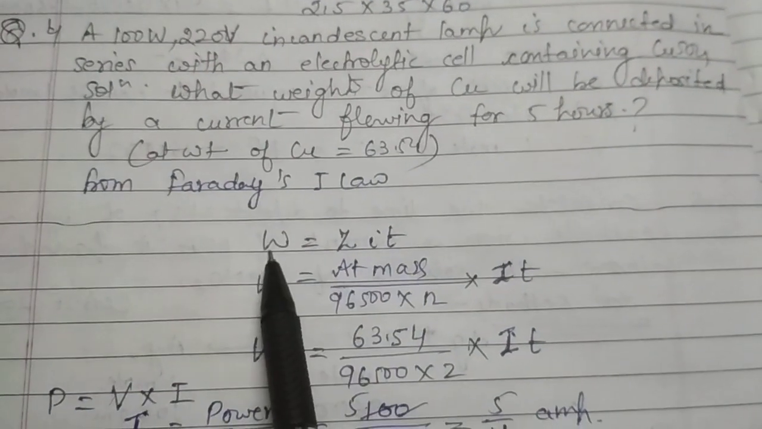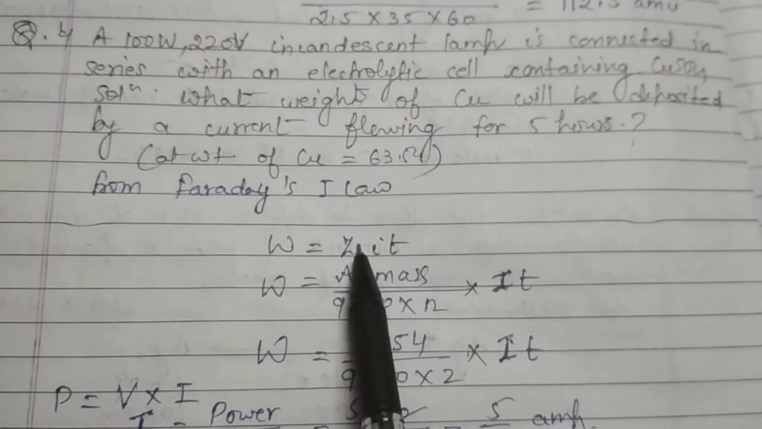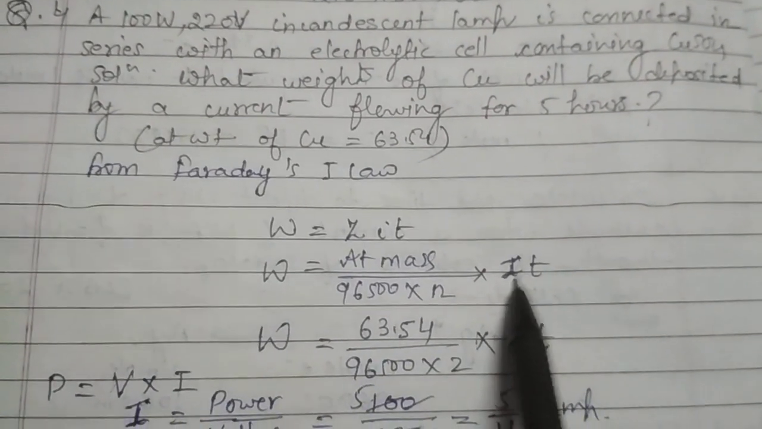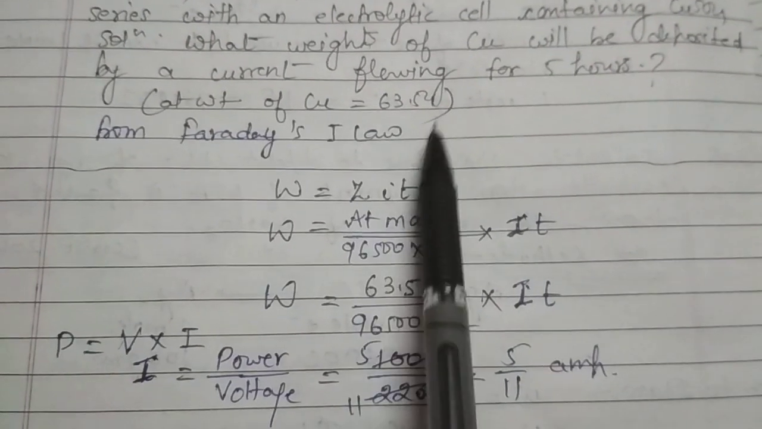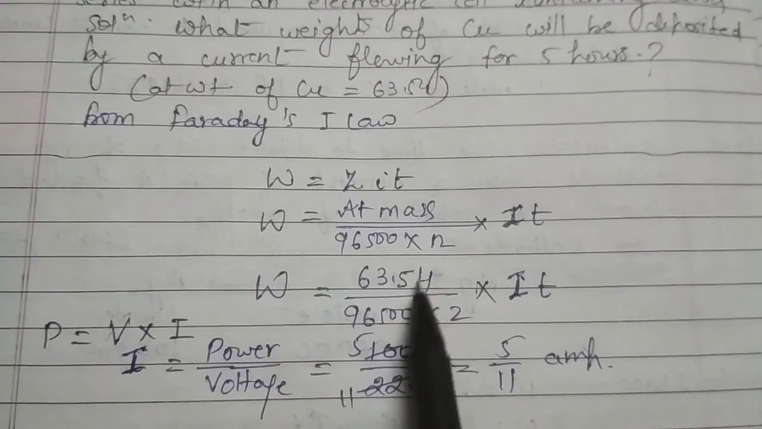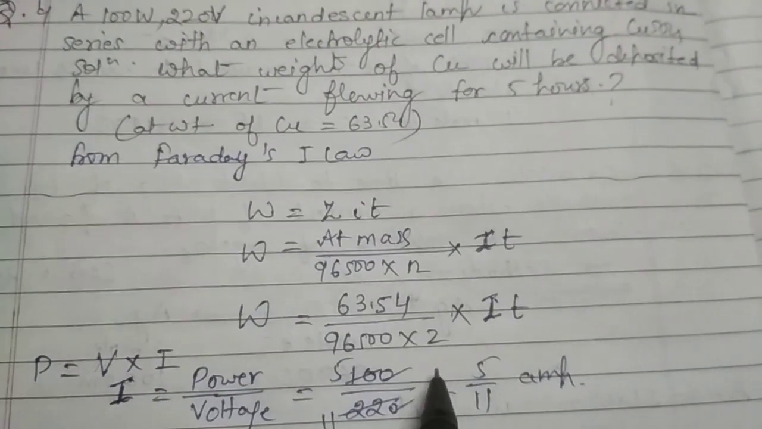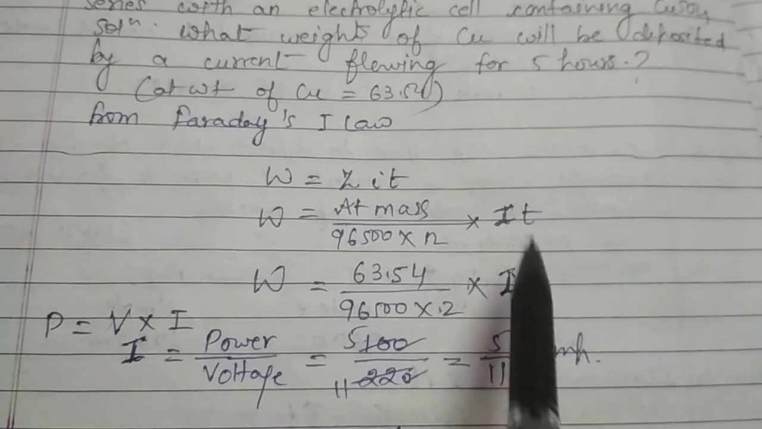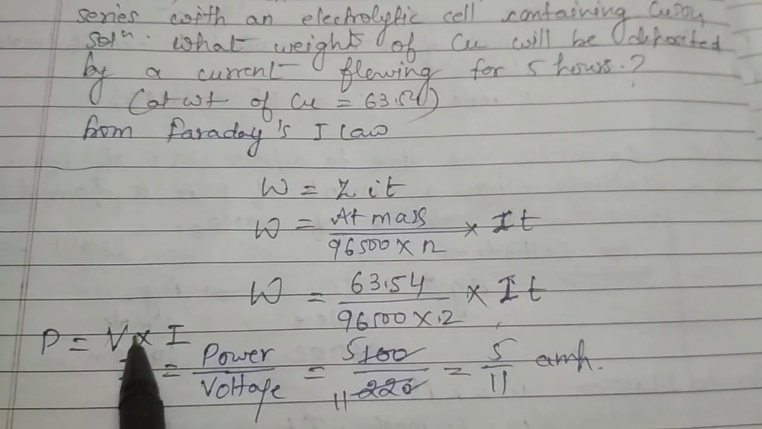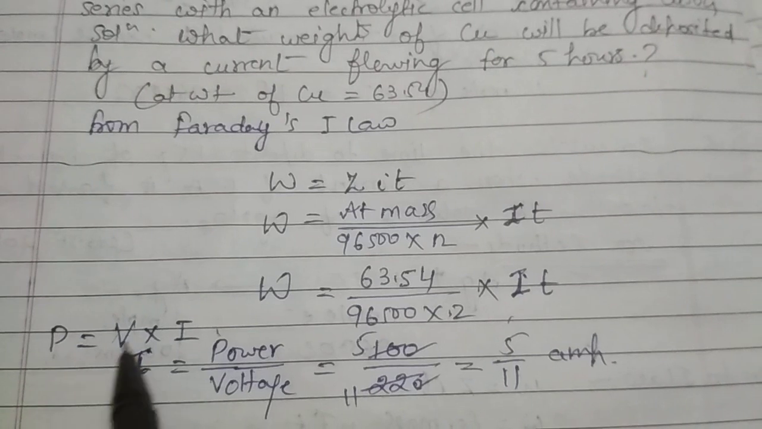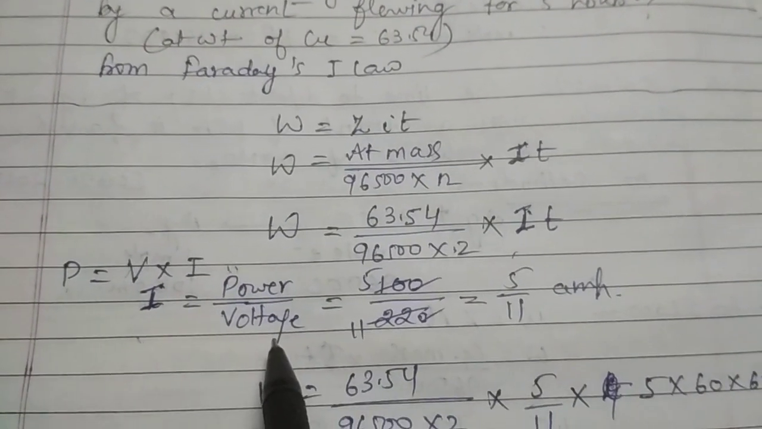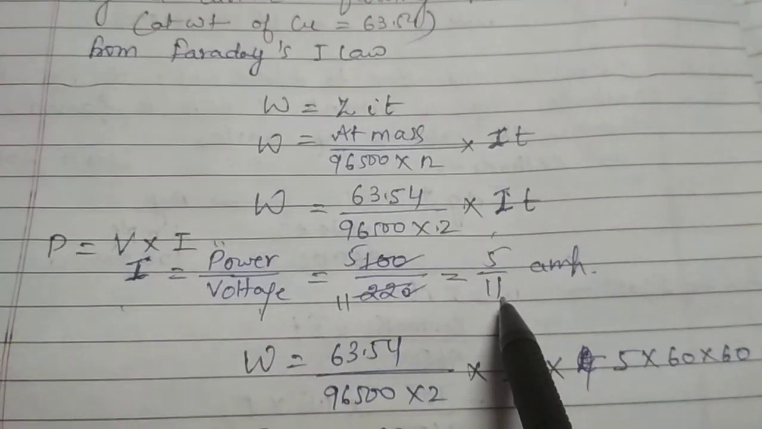Again we are having the same formula. W is equal to ZIT. We know Z is equal to atomic mass upon 96500 into N, and then I into T. Atomic mass is given as 63.54, so we'll put it here. For copper we know the valency is 2, and the value of I we can calculate by P is equal to V into I. The power is equal to voltage into current. So current would be equal to power upon voltage. So it would be 5 by 11.